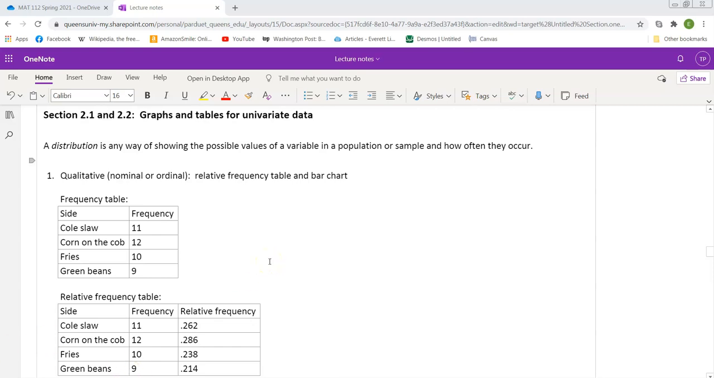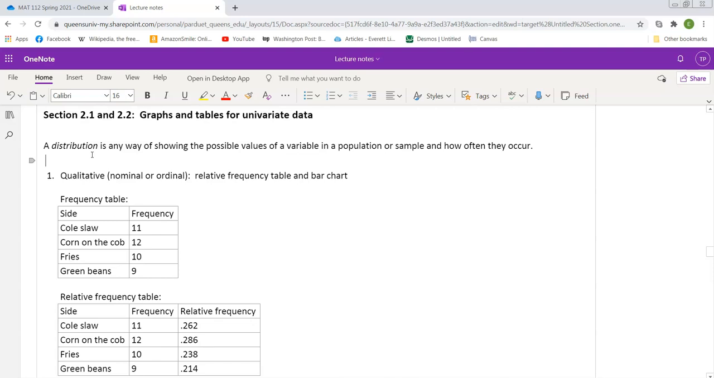So for all of the graphs in this section, we're looking at the distribution. The distribution is any way that you show all of the possible values of a variable, what those possible values are, and then how often they occur. You can do that in a table, or you can do it in a graph or plot. You can do that for a sample or a population as well. All the ones we're looking at in this lesson are for a sample. We'll look more at the population when we get to the probability section.